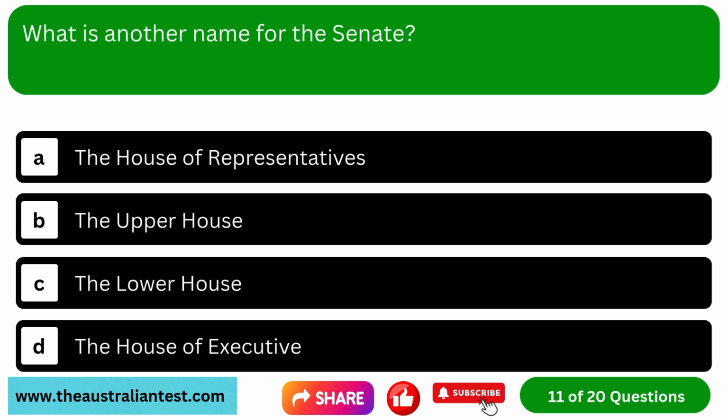Question 11. What is another name for the Senate? Option A, the House of Representatives. Option B, the upper house. Option C, the lower house. Option D, the House of Executive.